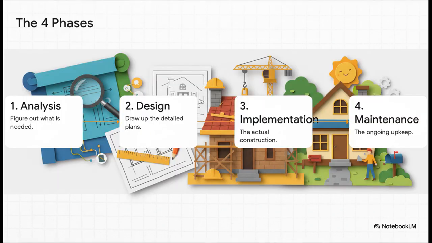And here it is. This is our master blueprint for development. It all breaks down into 4 key phases. First up is analysis. That's where we figure out what we actually need. Then we move to design, where we draw up all the detailed plans. After that, it's implementation, the actual construction. And finally, maintenance, which is all the ongoing upkeep. So let's start at the very beginning, laying that foundation.